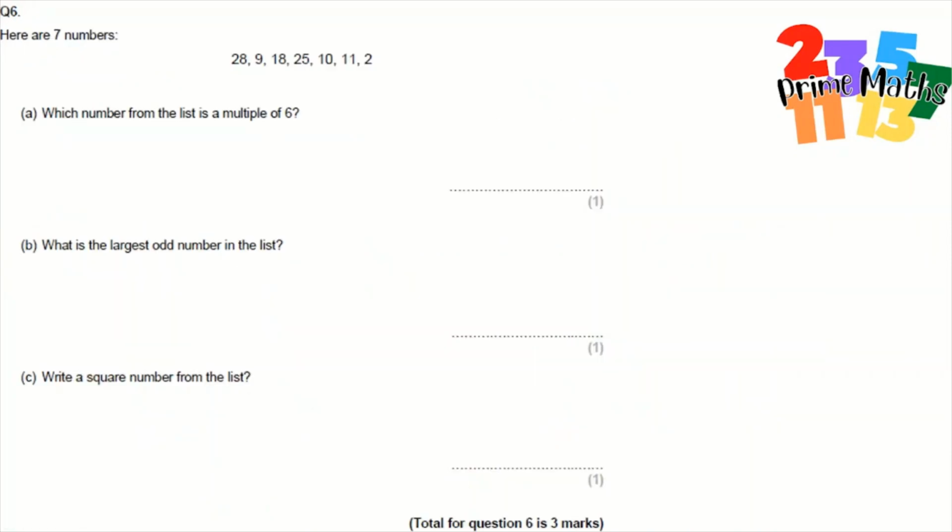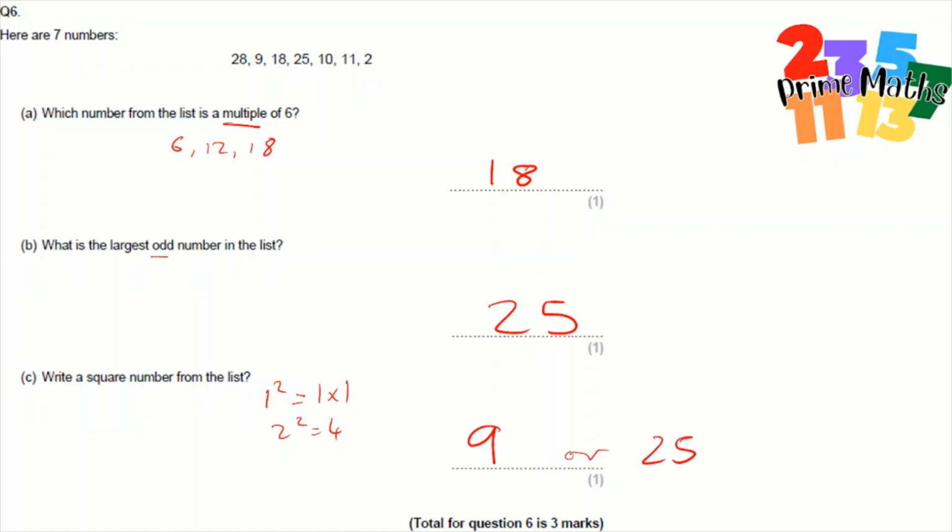Question 6. Multiple of 6 is a number in our 6 times tables. So here this was 18. The largest odd number in the list, the largest number is 28, but the largest odd number is 25. And the square numbers from the list, again 1 squared is 1 times 1, 2 squared is 4, and so on. You could have chosen 9 or 25. Not both of them, just one of those.